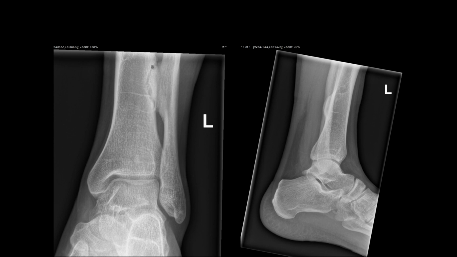There is a fairly well-defined sclerotic area in the distal third of the shaft of the fibula, which is protruding medially. The margins are slightly irregular, but well defined. The zone of transition is abruptly narrow. There is no periosteal reaction.